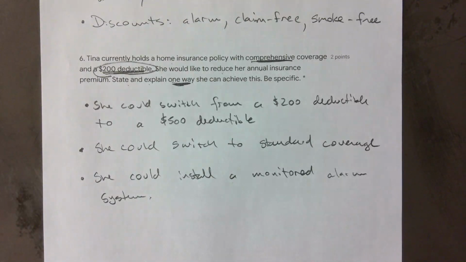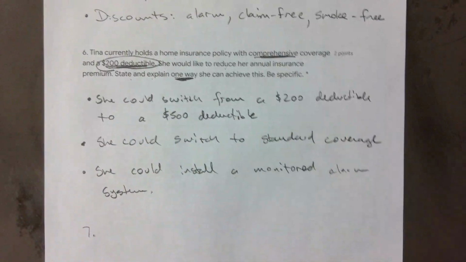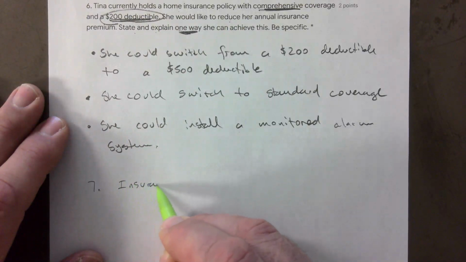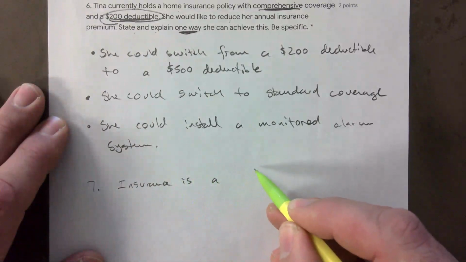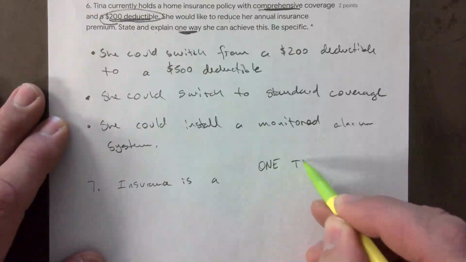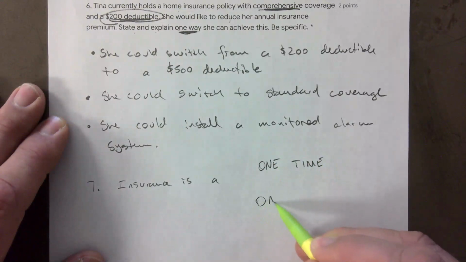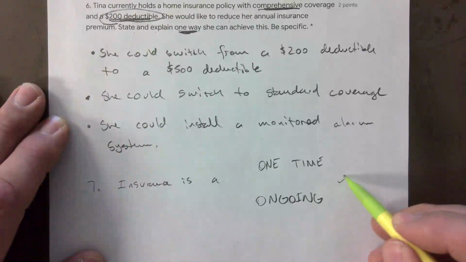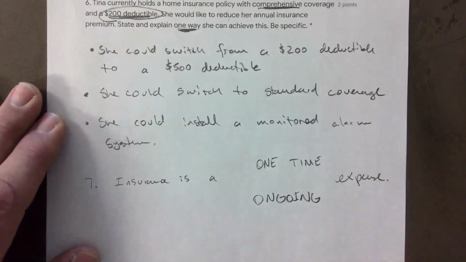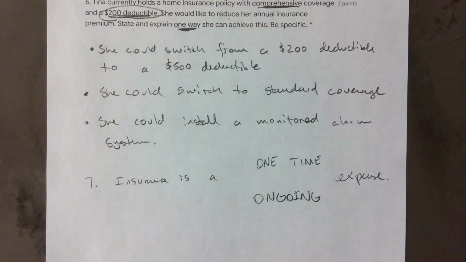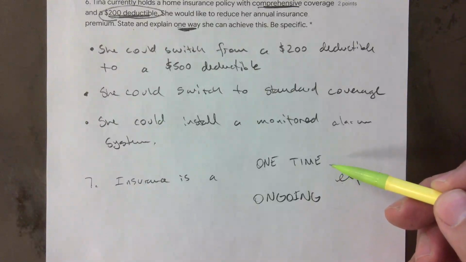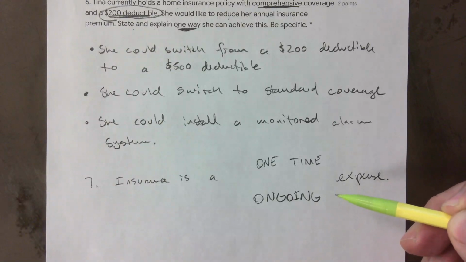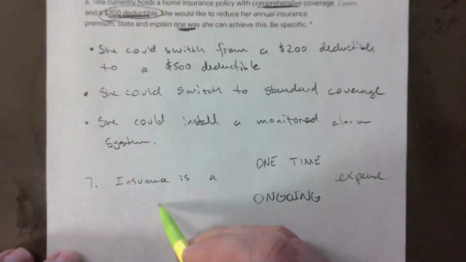One more thing, okay? If I were to ask you, question 7: insurance is, you have to select one-time or ongoing expense. What would you put? Which one would you circle? You have to circle one. Is it a one-time expense, where you just do it at the beginning when you buy your house, or is it continually happening for the time that you own it? It's just worth 1 mark.